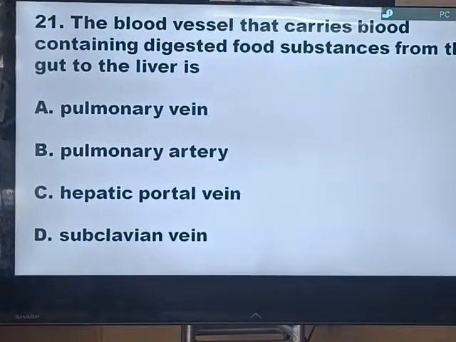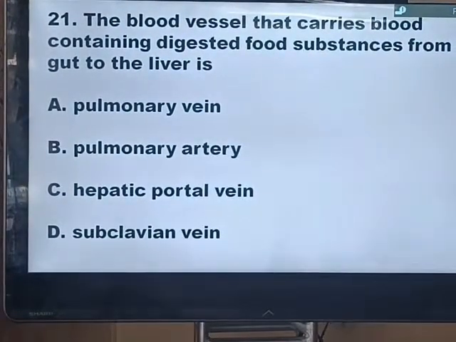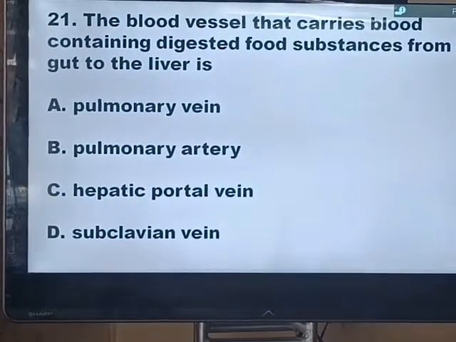Another question that JAMB does ask regarding this hepatic portal vein is the fact that it is a unique blood vessel in the body. What makes it unique is that the hepatic portal vein is the only blood vessel that starts and ends in capillaries. So let's take note of that. So the blood vessel that carries blood containing digested food substances from the gut to the liver is the hepatic portal vein. So that's for that.